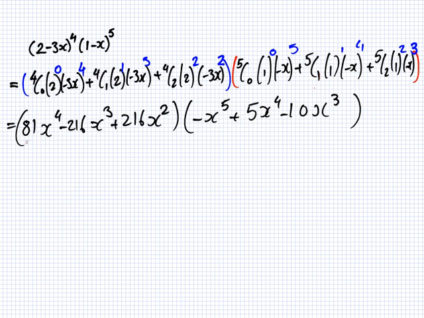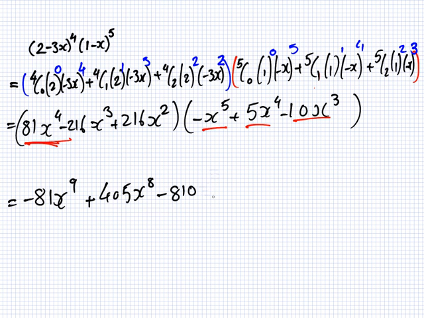Okay, should I multiply the first one with the first one? Yes. I'll get minus 81x^9. Should I multiply the first with the second? Yes, 81 times 5, 405x^8. The first with the third? Yes, I'll get minus 810x cubed, 810x^7. Should I do this one with this one? Yes, that'll make an 8. And this one with the last one? No, because that'll only be a 6.